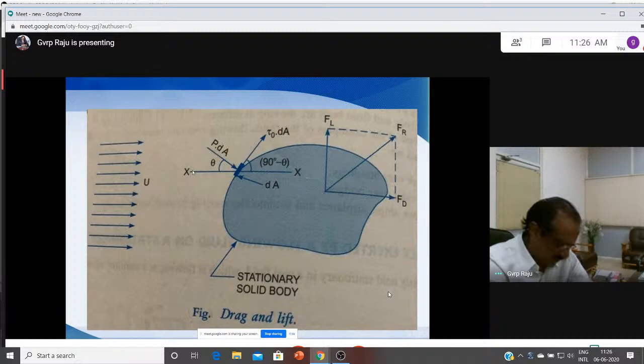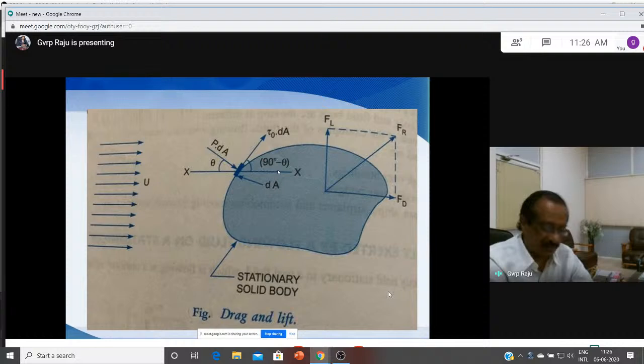So P dA in the direction of motion of the fluid, the angle is cos theta. So P dA cos theta, that is the pressure drag. This is also called pressure drag. So total drag is equal to pressure drag plus friction drag. So pressure drag is the pressure force in the direction of the motion of the fluid, which is equal to P dA cos theta. And what is friction drag here? So friction drag: the shear stress is tau 0 dA and the angle is 90 minus theta, and resolve this in the direction of the motion here. The angle is cos 90 minus theta.